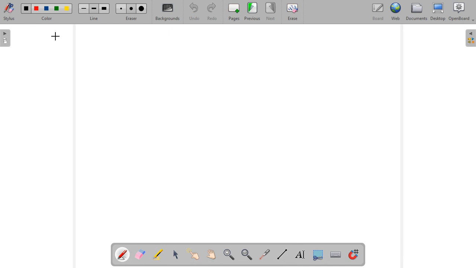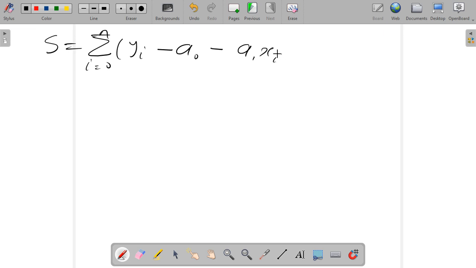So we still have that our S is equal to what? The summation of i starting from 0 to n of (yi minus a0 minus a1 xi), all squared. So we want to get partial S over partial a1. So this is equal to, we are differentiating with respect to a1.